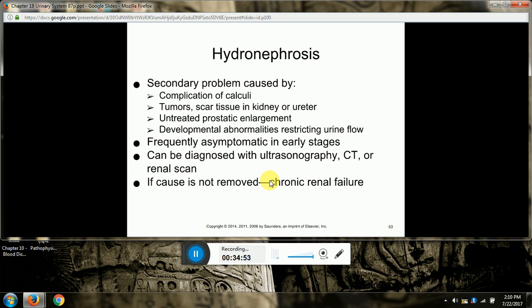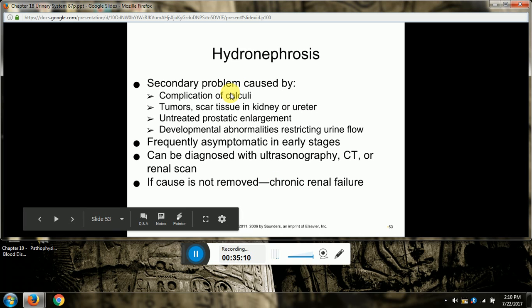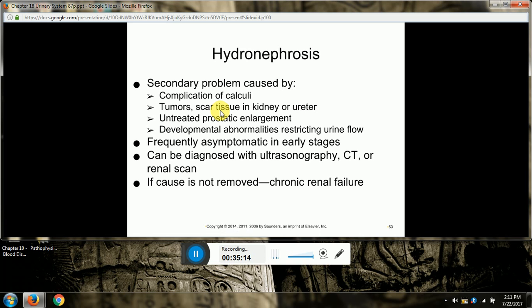Hydronephrosis, we already talked about that. It is a secondary problem. It doesn't happen on its own. If hydronephrosis happens, that means that there's something in the kidney that has led to it. It could be, like we said, a complication of stones. It could be a tumor or scar tissue in the kidney or ureter blocking the passage of urine, leading to the dilation of the pelvis and calyces and destroying the renal tissue.